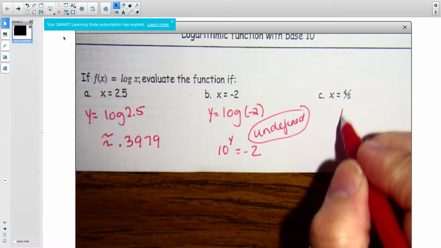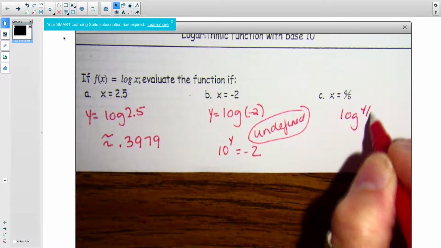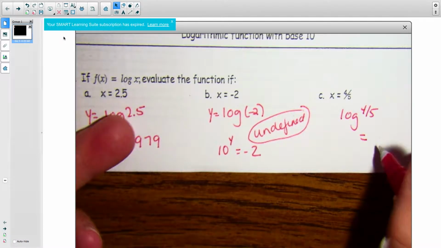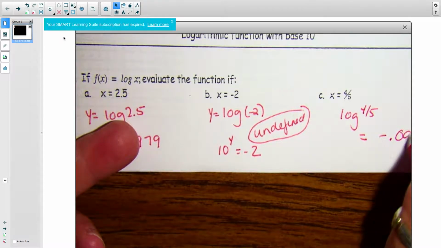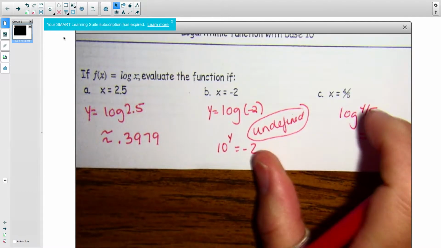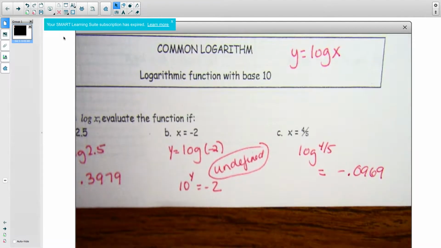And then the last one, what's the log of 4/5? Log of 4/5, or 0.8. I got a negative 0.0969. Is that what you guys got? Yep. Questions there?